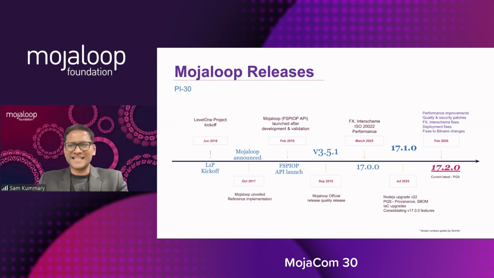A quick snapshot of where we are in terms of Mojaloop evolution. I think we've seen a few of these, one earlier in the day as well. But I want to focus on the last three here: version 17, 17.1, and 17.2.0. Version 17 obviously is a turning point in Mojaloop releases. We had two new use cases, FX interscheme and ISO 20022 support, delivered to the community through that version. And then we had a consolidating release, version 17.1, with some initial fixes, Node.js upgrades, quality improvements, and the usual in that. And now version 17.2.0, which builds on that as well.